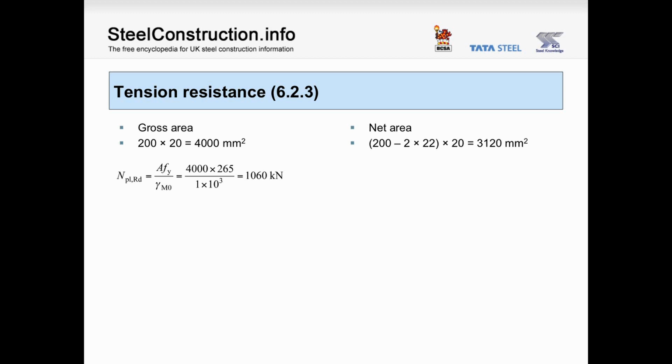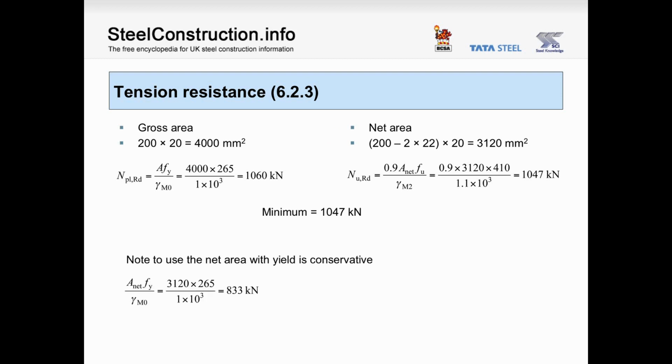The second check is of the net area, so we calculate the net area by removing two bolt holes, and then we calculate the resistance. Notice the 0.9 factor, 0.9 times the net area multiplied in this case by the ultimate strength, which is 410 newtons per square millimeter, divided by gamma m2, which is 1.1, and the answer is 1047 kilonewtons. So we then establish the minimum. It happens to come in this case from the net area, so the minimum resistance for this element is 1047 kilonewtons.